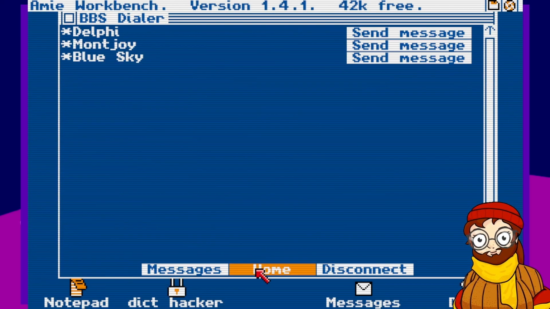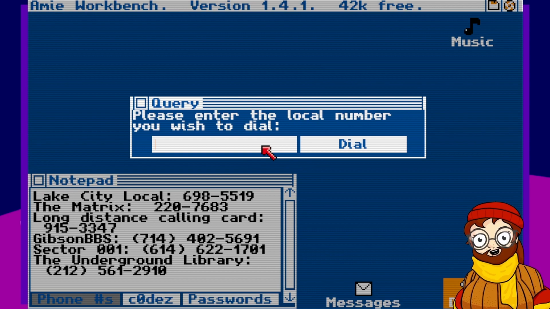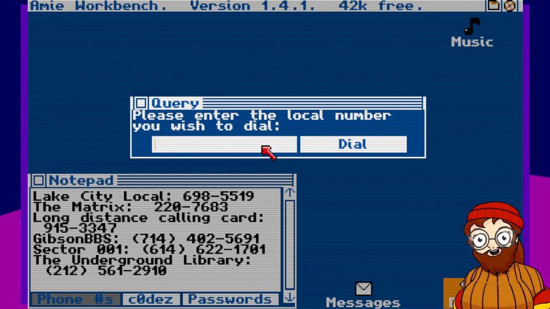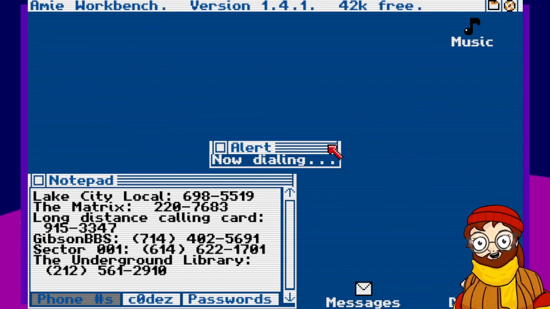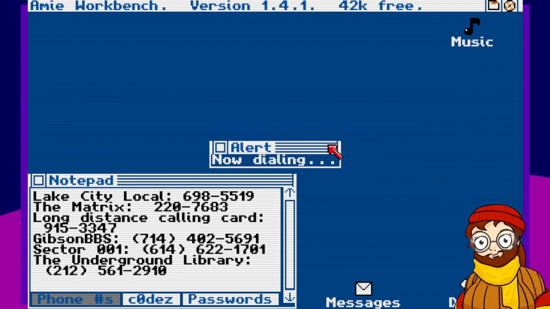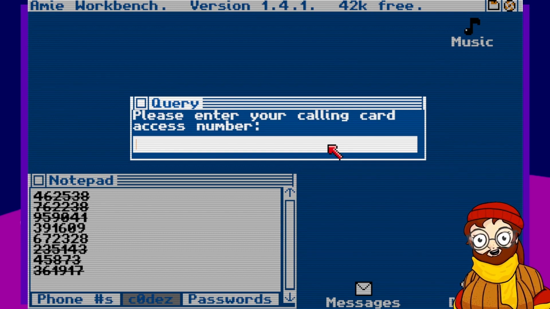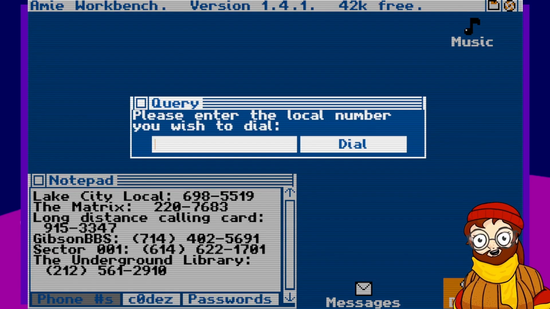Okay, so maybe now the state has updated and we're able to just go back to the Matrix? You know what, actually, let's go to the calling card ones first in case we run out of codes. That seems good to me. Calling card number 391609. See, there it is. That's what I'm talking about. Okay.